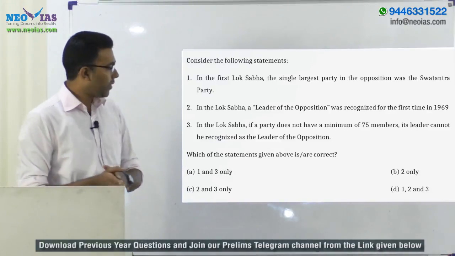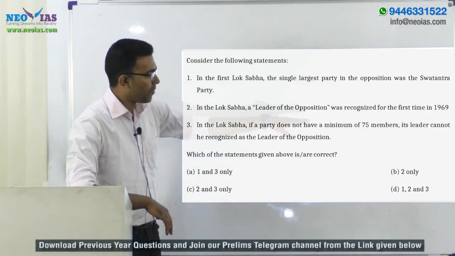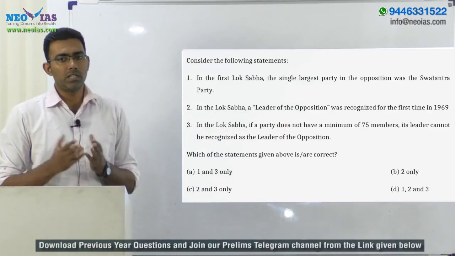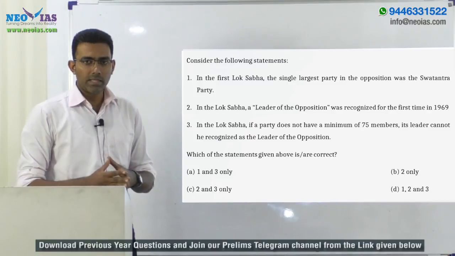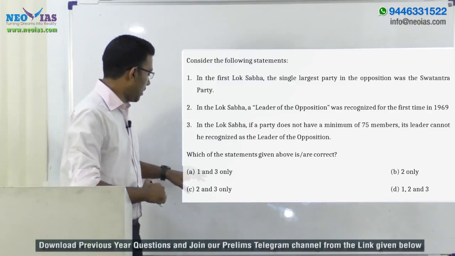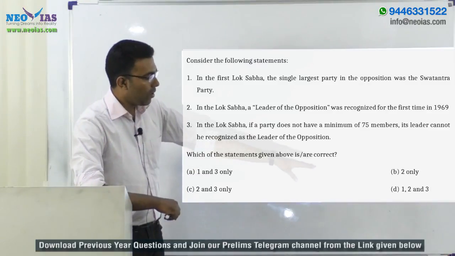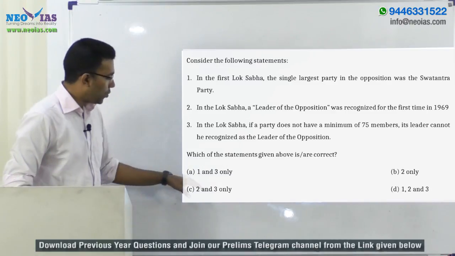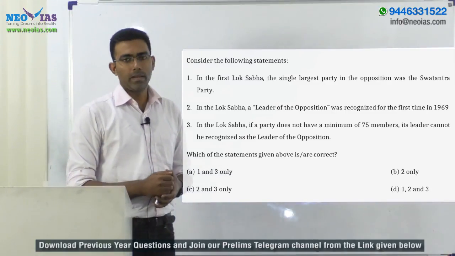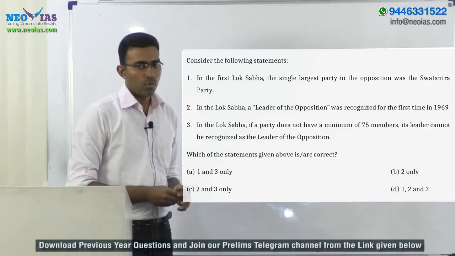That is 55. In the question it says that if the party does not have a minimum of 75 members. It is not 75 members, it is 55 members. So then and there you can say that the third statement is wrong. If you eliminate the third statement, you can eliminate A, C and D, that is 1 and 3, 2 and 3, as well as 1, 2 and 3. Straight away you arrive at the answer, 2 only. So 2 only is the correct answer.